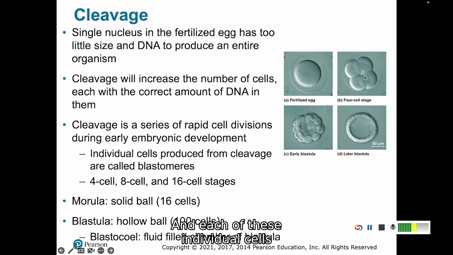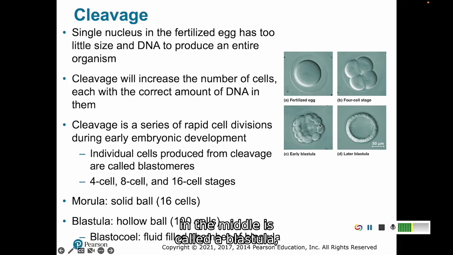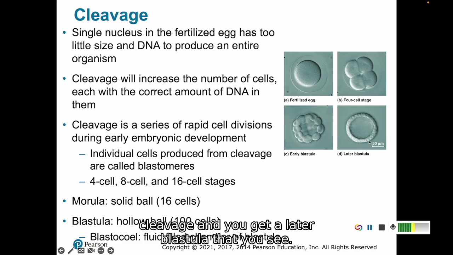Each of these individual cells is going to be called a blastomere. When it gets to the 16 cell stage, it's a nice solid ball. It's called a morula. Then around the 100 cell stage, this ball that's hollow in the middle is called a blastula. And inside is a fluid called a blastocoel. That blastula continues going through cleavage, and you get a later blastula that is still about the same size but has more cells in it.